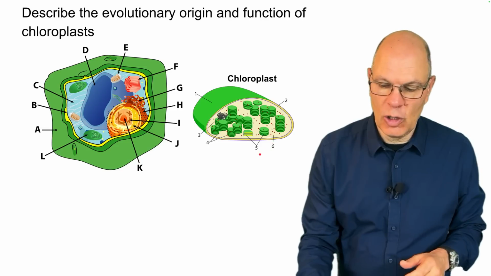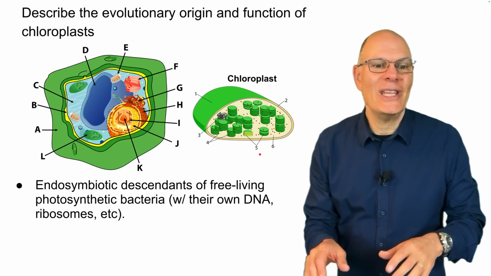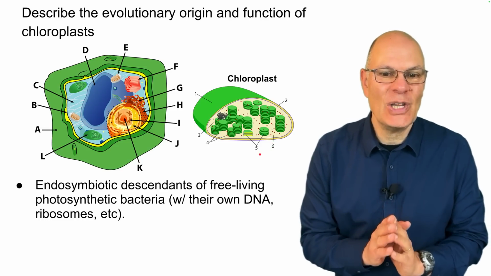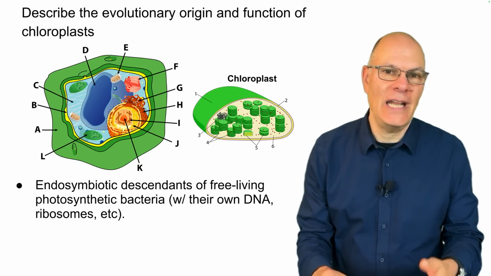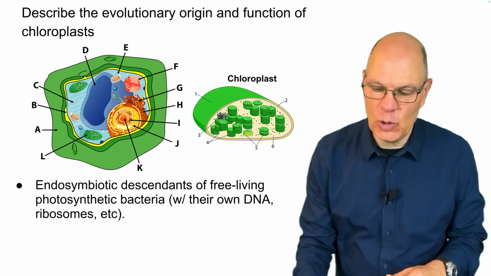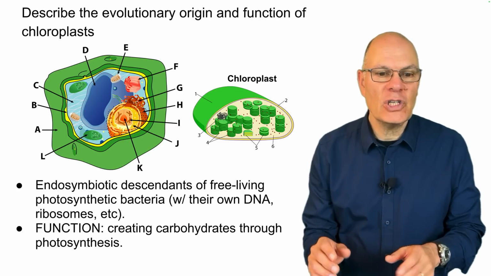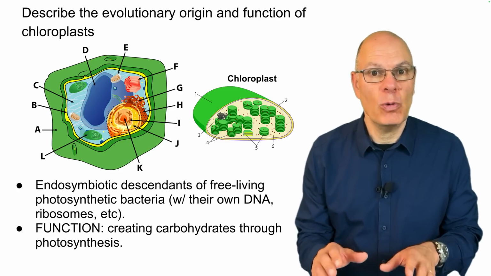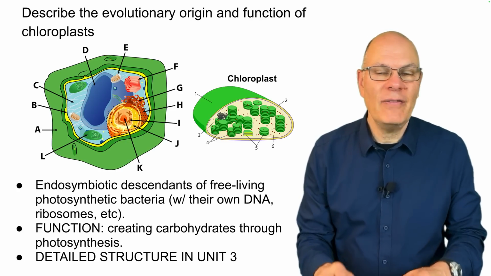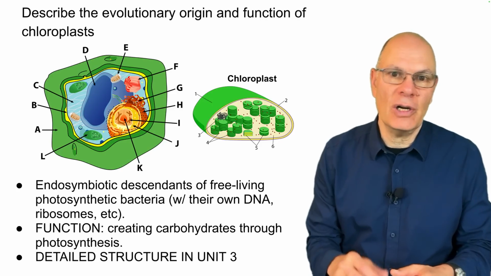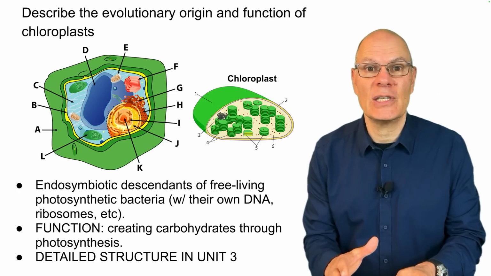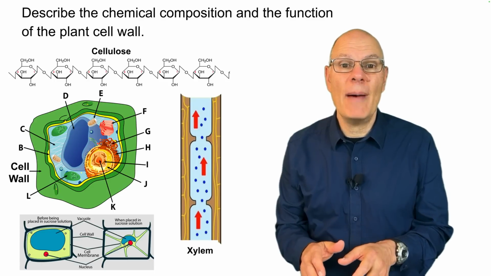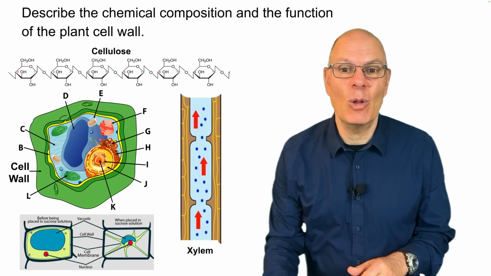Here's a single chloroplast. Chloroplasts are the endosymbiotic descendants of free-living photosynthetic bacteria, and that's why they have their own DNA, their own ribosome. That's why they have 2 membranes. Their function is creating carbohydrates through photosynthesis. We're going to leave their detailed structure and how they work for Unit 3 when we discuss photosynthesis. Describe the chemical composition and the function of the plant cell wall.